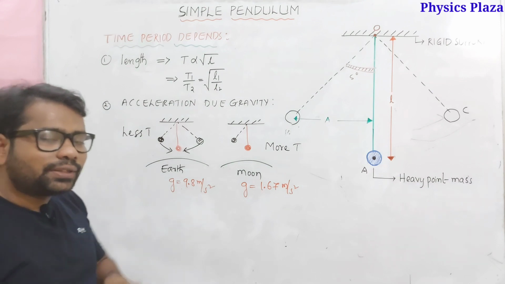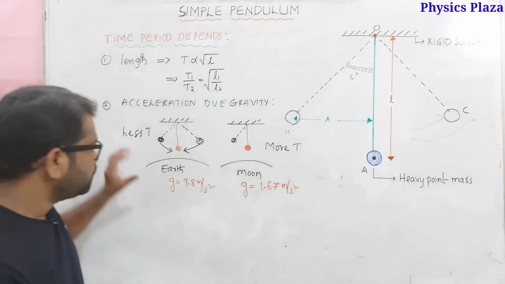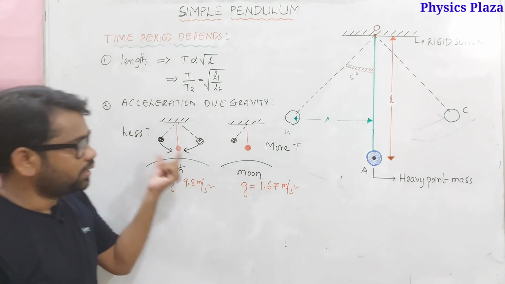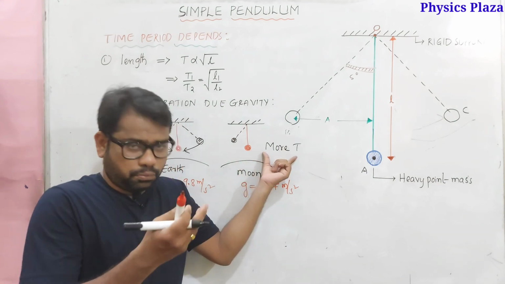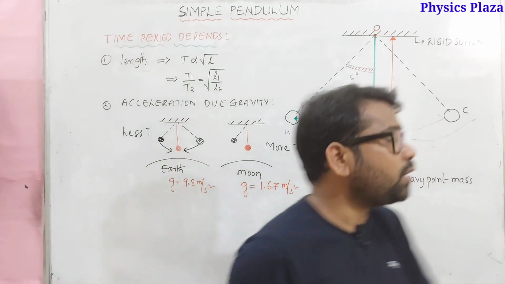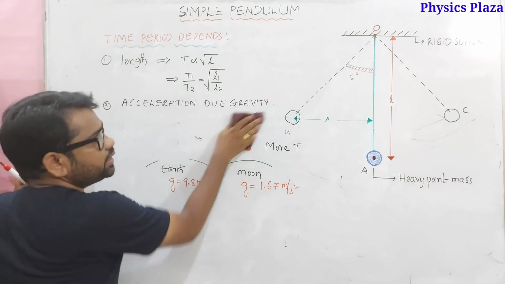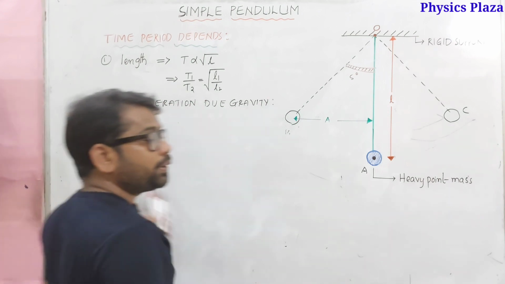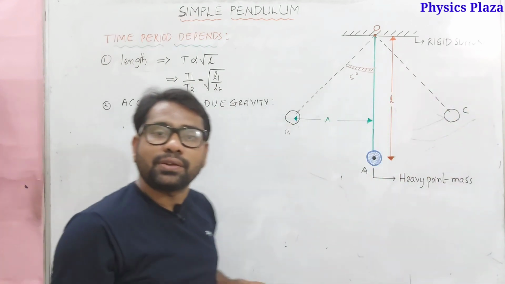Now try to think about the relation between time period and acceleration due to gravity. Here, the more the gravity, the less the time period. The less the gravity, that is the less acceleration due to gravity, the more the time period. So here it is noticed that both are inversely proportional to each other. Children, it's very important. More the gravity, less will be the time period. Why? Because the bob of the pendulum is pulled more, so it will make oscillations very fast.